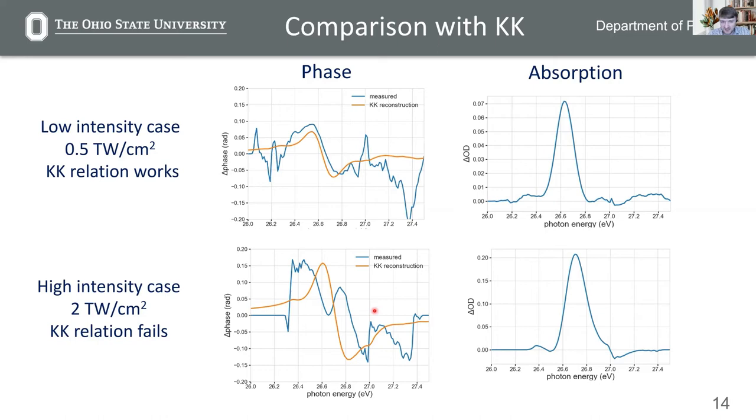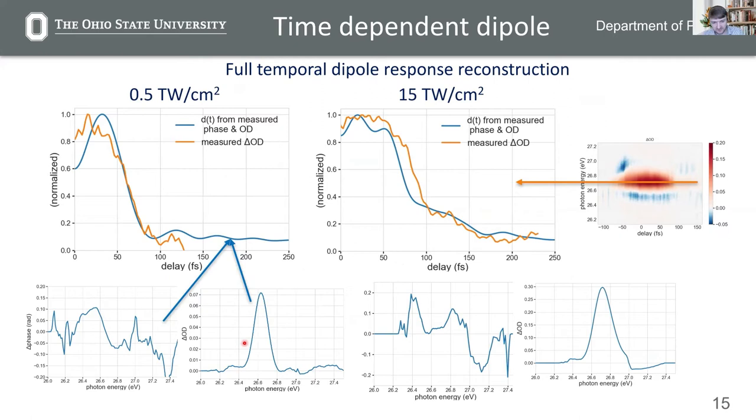And now, as we have both phase and absorbance, we could reconstruct the full dipole response in the frequency domain, as I showed in the beginning in the expressions, and do a Fourier transform to get the dipole in the time domain, which is shown here in blue. Here you can see two examples, a low intensity case and a high intensity case on the right. We could also compare it to the optical density lineout from the delay scan, shown in orange, which also represents the polarization lifetime and the dynamics of the induced polarization.